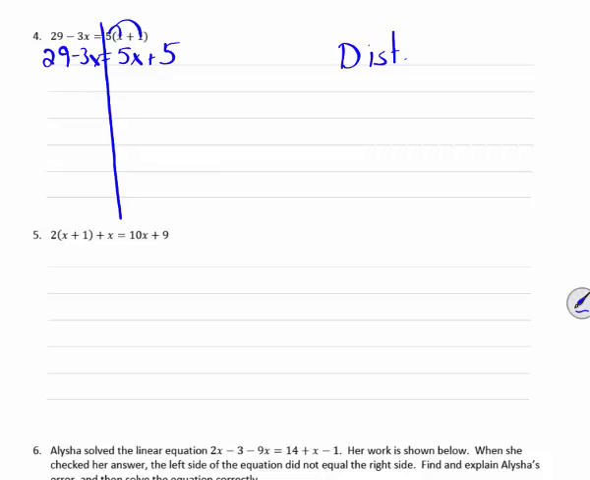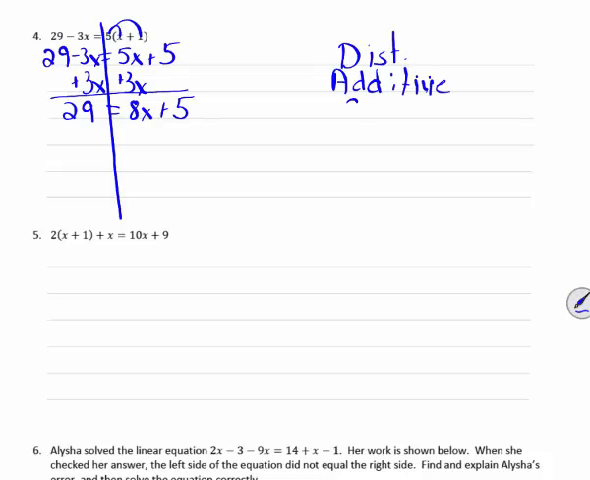Now I don't have any combining like terms, but I do have variables on both sides, so I have to cancel them to one side. Because they both have constants, it doesn't matter which one I do. I'm going to do the smaller of the two, so I'm going to add 3x. So I'm going to have 29 equals 5x plus 3x is 8x plus 5. Properties: additive inverse, and that's always followed by a substitution.